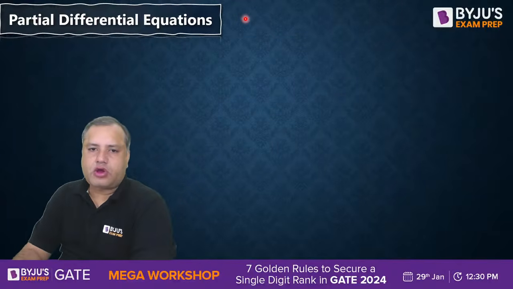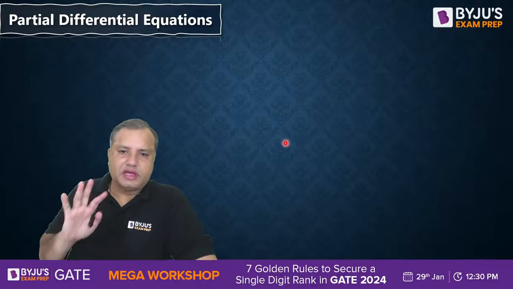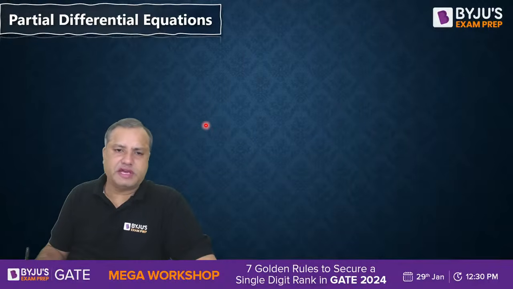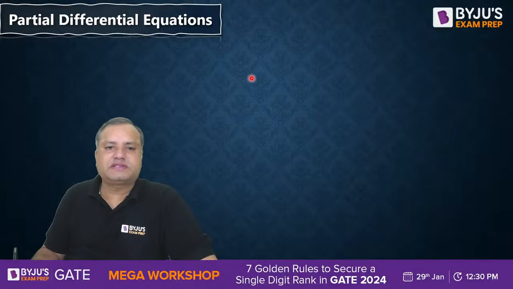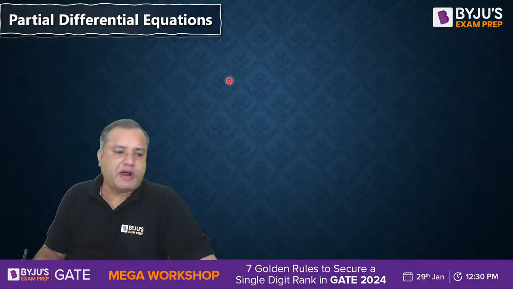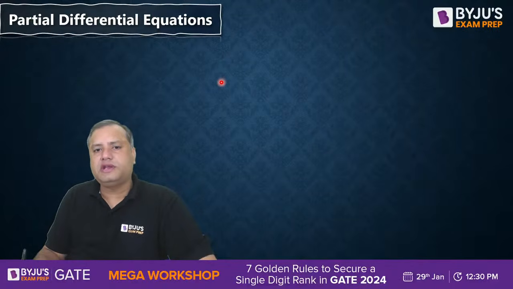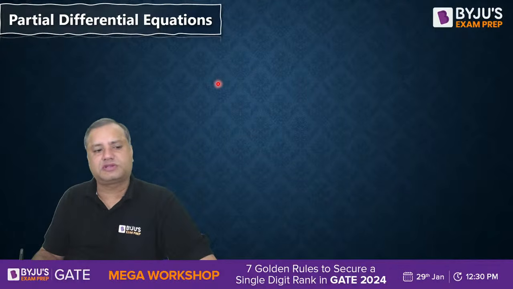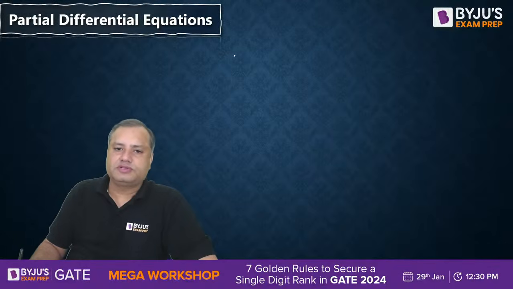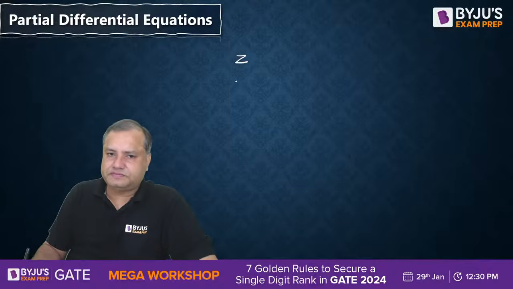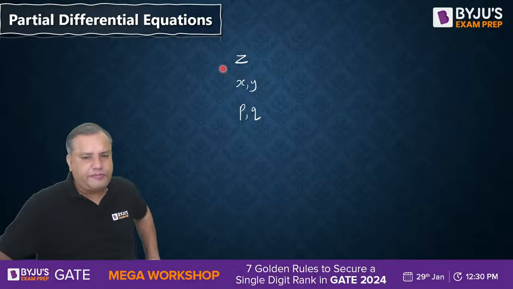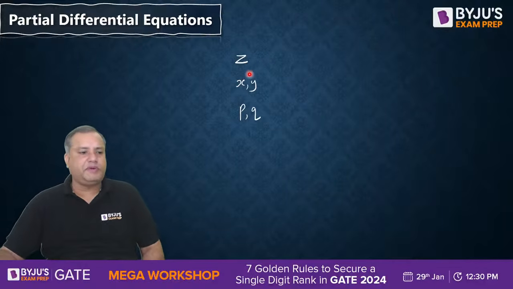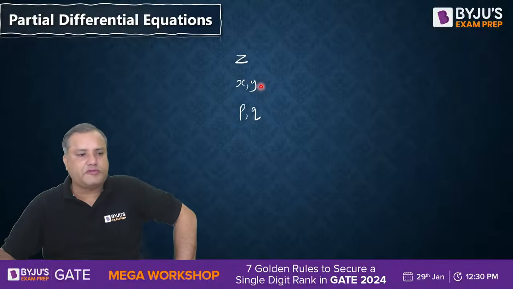Now, when we talk about non-linear first order P.D.E, there are 4 possibilities, 4 cases. Before that, I just want to tell you which all parameters can be there in a first order non-linear partial differential equation. So students, there can be z, independent variables x and y, and first order partial derivatives p and q. So these 5 parameters will be part of non-linear P.D.E.